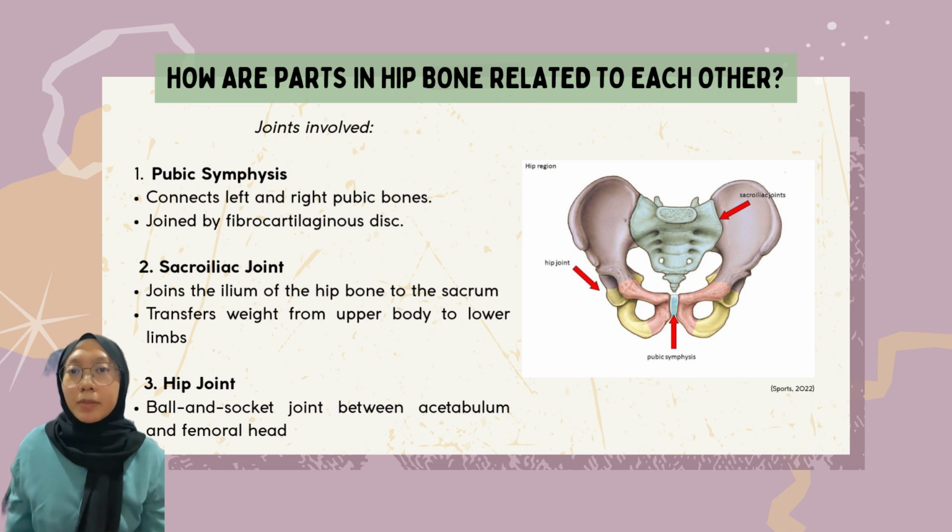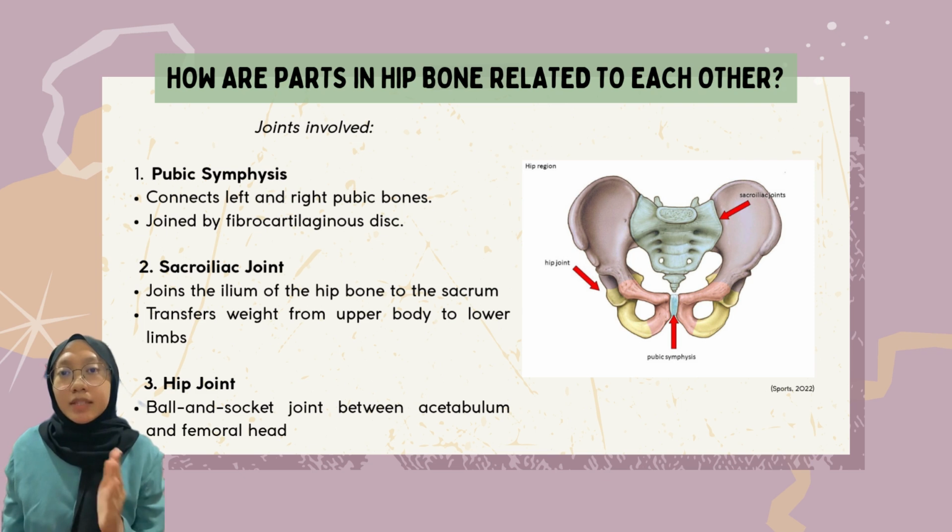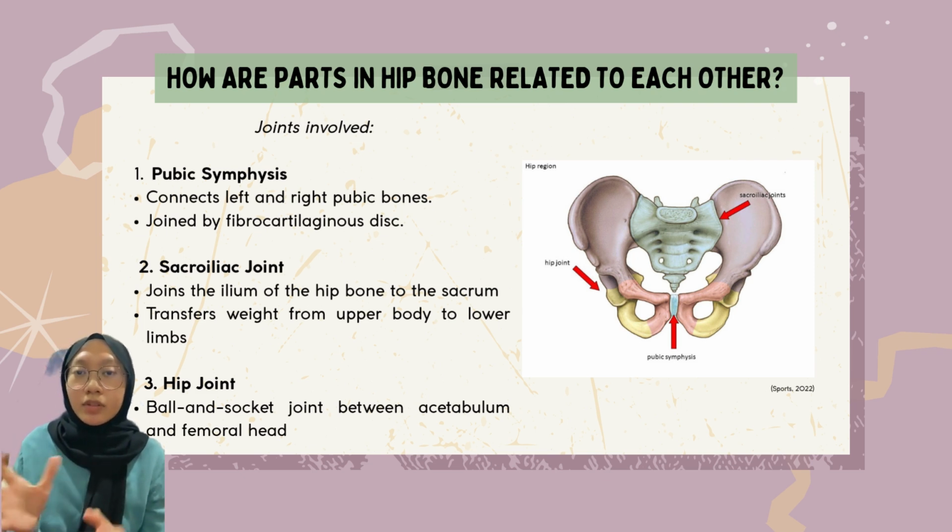It is also supported by some important ligaments, like the iliofemoral ligament, pubofemoral ligament, and ischiofemoral ligament, which help to keep it strong and secure. These act like thick straps around the joint, keeping everything tight and preventing too much movement in the wrong direction.